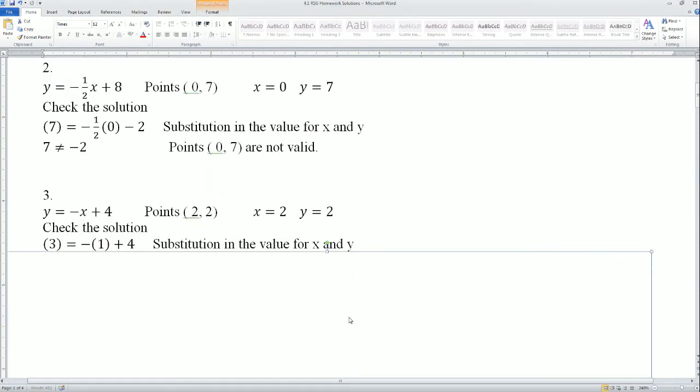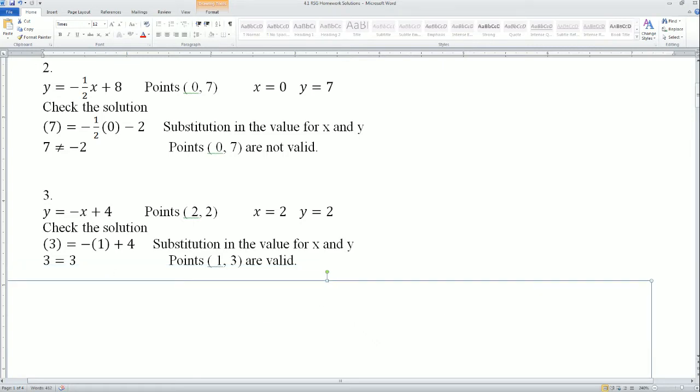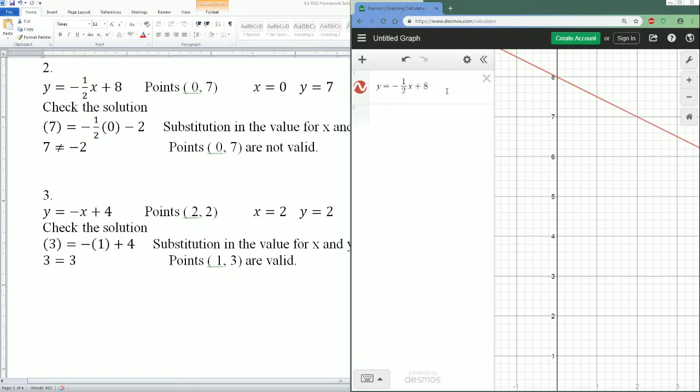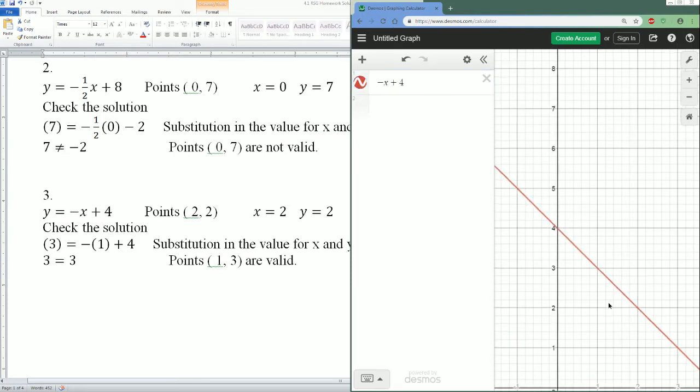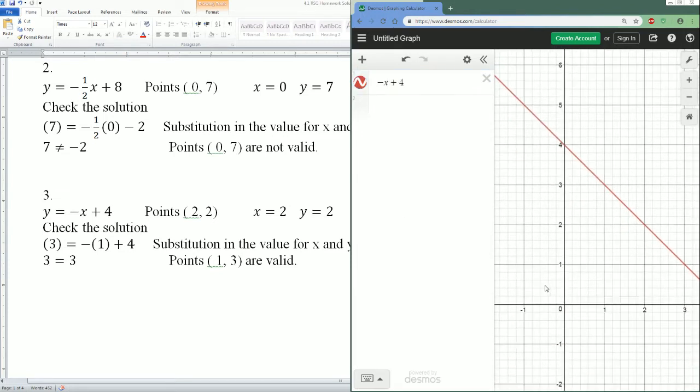3. y equals negative x plus 4. The point is 2, 2. x equals 2, y equals 2. Let's substitute that in. 2 is equal to 2. Seems like that is a valid point. Let's see if that makes sense when we graph it. Here we go. Let's see if the point 2, 2 works. 2, 2, yep, that's right on the line. So that is valid.